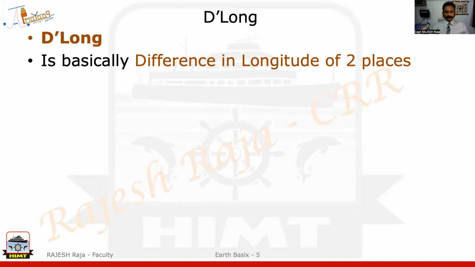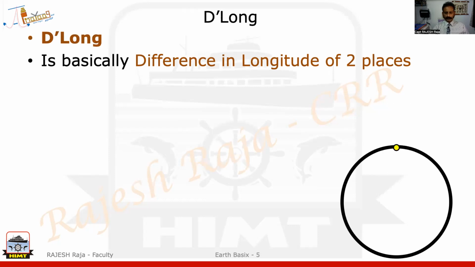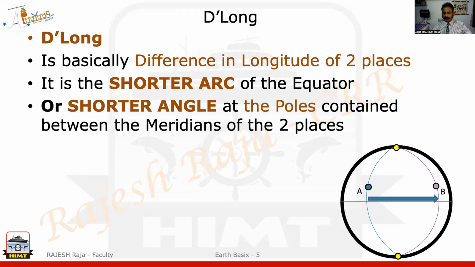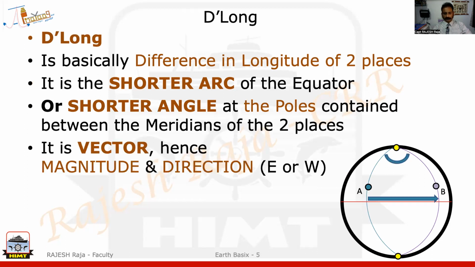Dlong is basically the difference in longitude of two places. Let us say I'm traveling from A to B, and I have each place's meridians with me. It is the shorter arc of the equator. I've already explained why I call it shorter: because you can circumvent the globe on the other side, that means you can go the longer way also, which is more than 180 degrees. At the same time, it is a shorter angle at the poles also, because a larger angle is also possible. It is a vector, so I have a magnitude and a direction. That is why I'm showing you a direction.